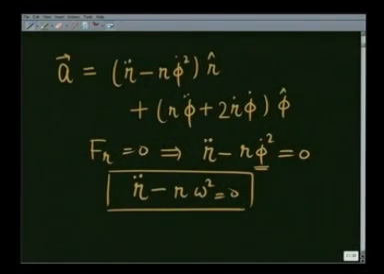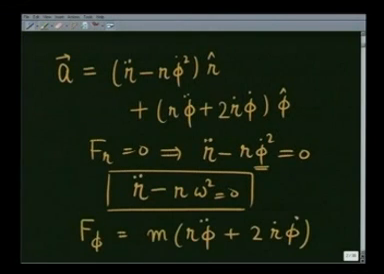Similarly, in the theta direction, f theta is going to be equal to m times r phi double dot plus 2 r dot phi dot. Since the wire is moving with a constant angular speed, the first term is 0 and therefore I have f theta, or f phi, sorry, that is the force that the wire applies in phi direction, equal to m times 2 r dot phi dot.